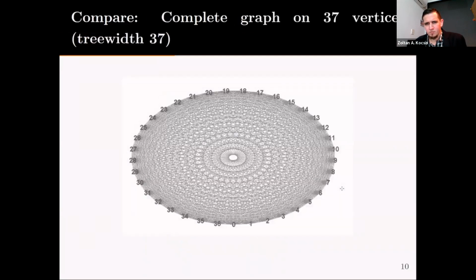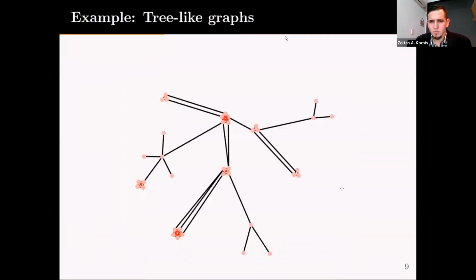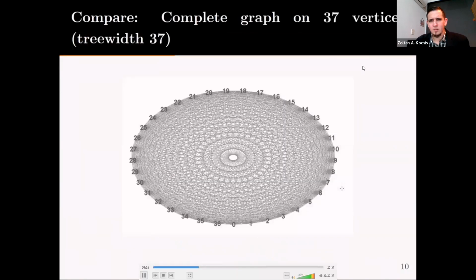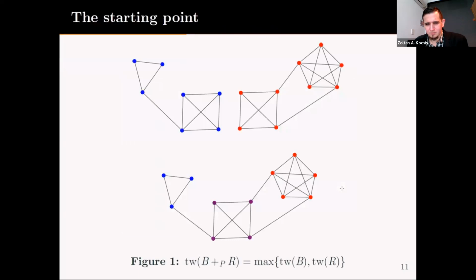Now you can compare that to a complete graph on 37 vertices. The previous graph had 37 vertices. This graph also has 37 vertices. But this one has high Treewidth. It doesn't look like a tree at all. Not locally, not globally. So I hope I convinced you that low and high Treewidth are meaningful distinctions.